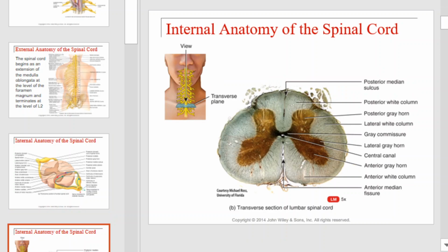Here you can see a slightly different view of a transverse section of the lumbar spinal cord. What's most interesting here is the distinct white versus gray matter. Take a moment to again familiarize yourself with the labeled structures in this picture.